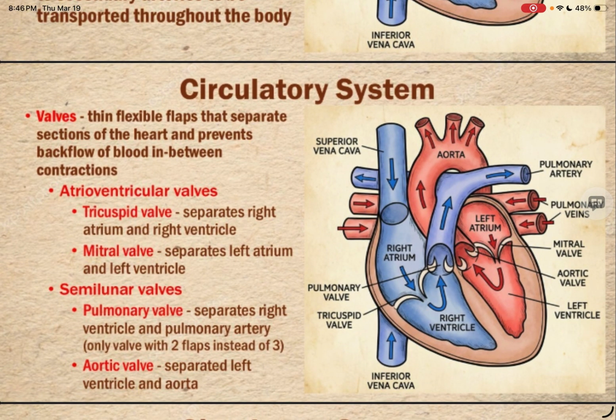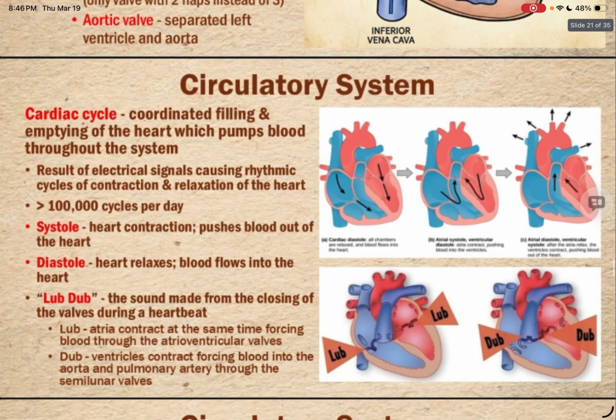Valves. Valves are thin, flexible flaps that separate the sections of the heart and prevent backflow of blood in between contractions. We have the atrioventricular valves, which consist of the tricuspid valve, which separates the right atrium and right ventricle, and then the mitral valve, which separates the left atrium and left ventricle. Then we have our semilunar valves. We have the pulmonary valve, which separates the right ventricle and pulmonary artery. This is the only valve with 2 flaps instead of 3. And then the aortic valve, which separates the left ventricle and the aorta.